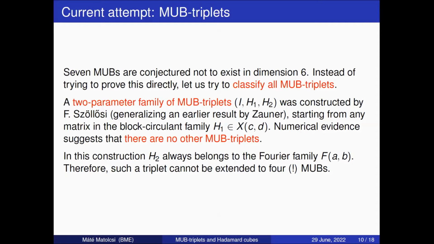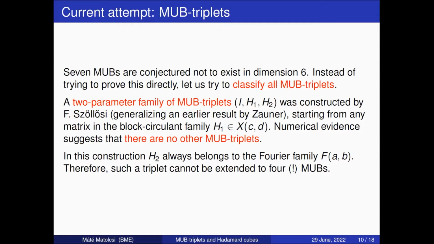So the current attempt is based on MUB-triplets, because the idea is very simple. The 7 MUBs, a full set of MUBs, are conjectured not to exist. It's very hard to find something which does not exist and very hard to prove that they don't exist. But what is the last thing that actually exists? Well, MUB-triplets exist. And in fact, there is a 2-parameter family of MUB-triplets, also found by Ferry-Sörlősi, generalizing an earlier construction by Zauner. So it's a 2-parameter family of MUB-triplets. And by computer search, we are quite convinced that there are no further MUB-triplets.